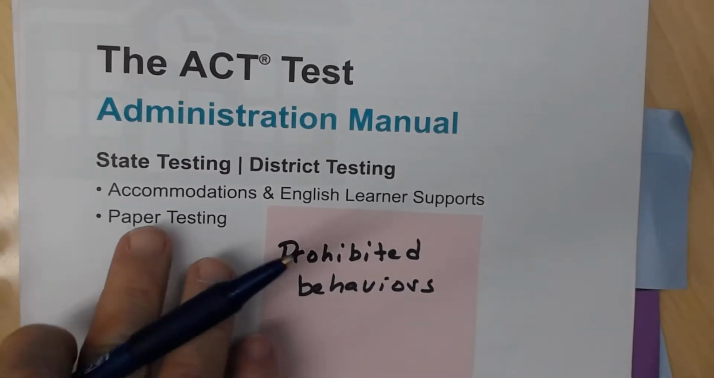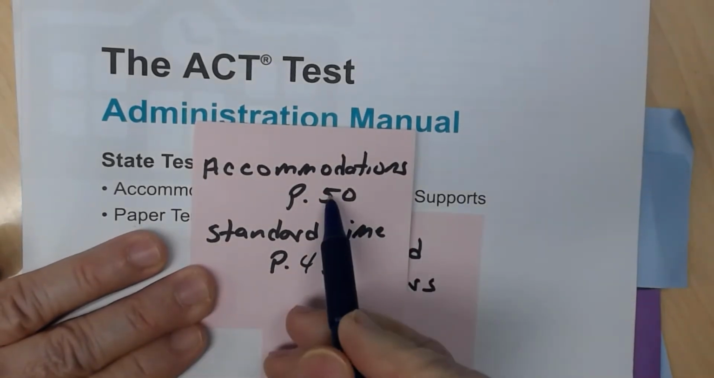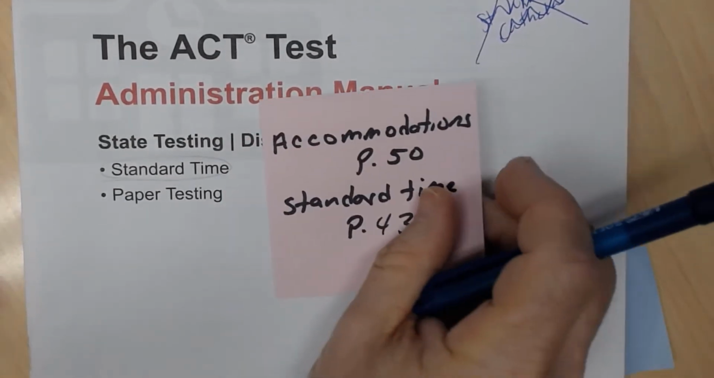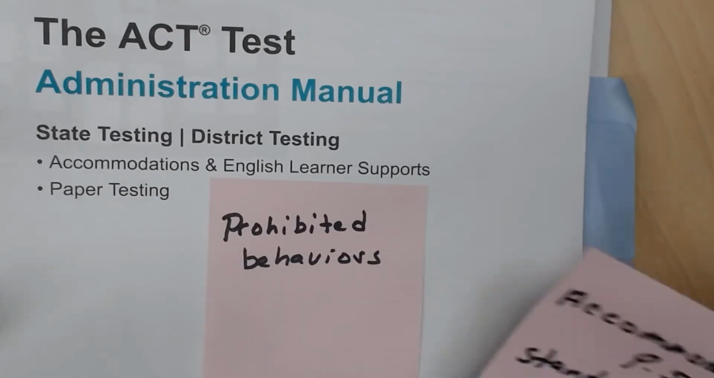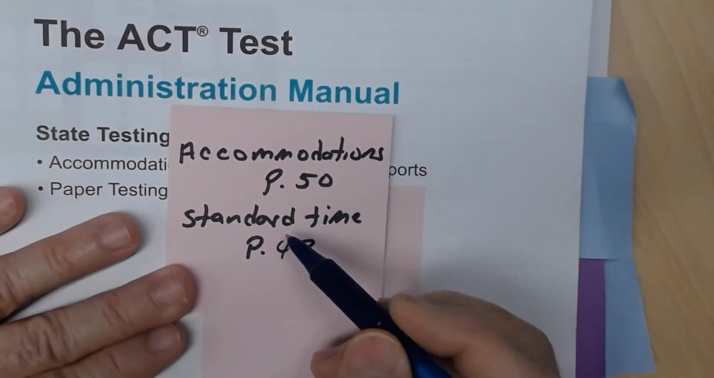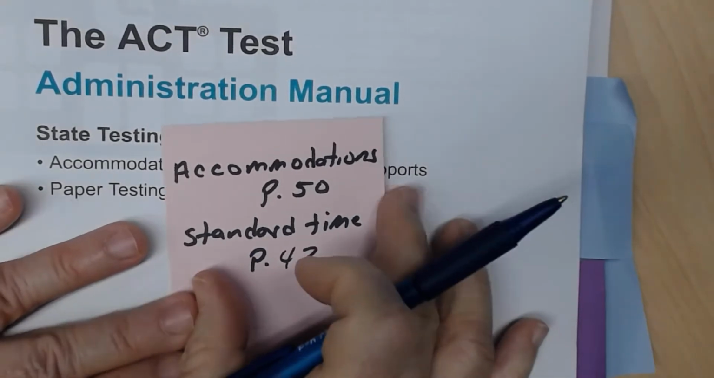And for the accommodations, this will be on page 50 that we're going to start with, and then for standard time, this will be on page 43. So go ahead and get your manual, turn to page 50 for accommodations, and then if you are going to be testing standard time, go to page 43.